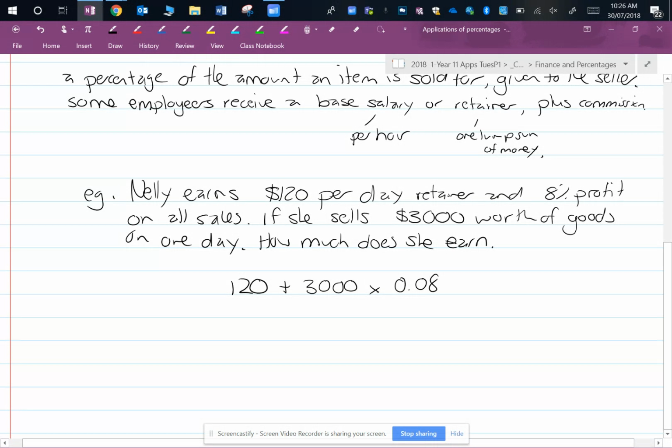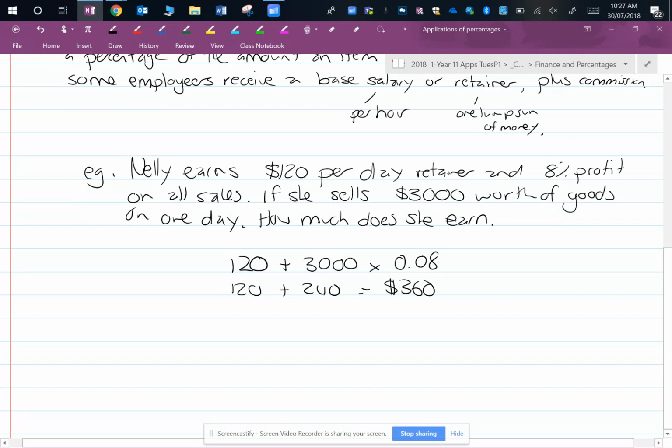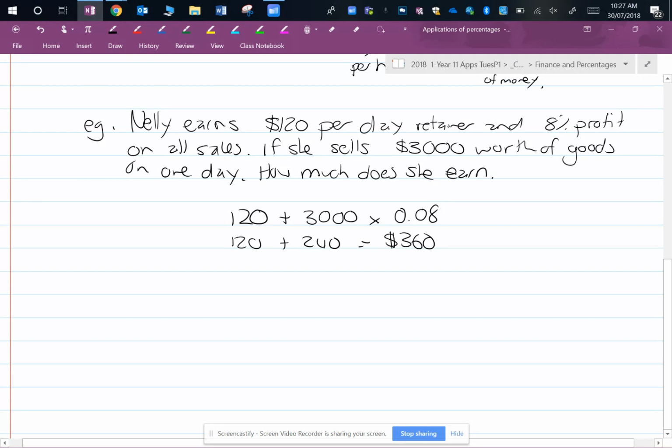Could someone just find 8% of 3,000 for me without adding the 120 first? I'll just make sure we set him. 240. So we've got 120 plus 240, which equals $360. Everyone agree with that? Is it okay? Not too hard? There's a fair amount.